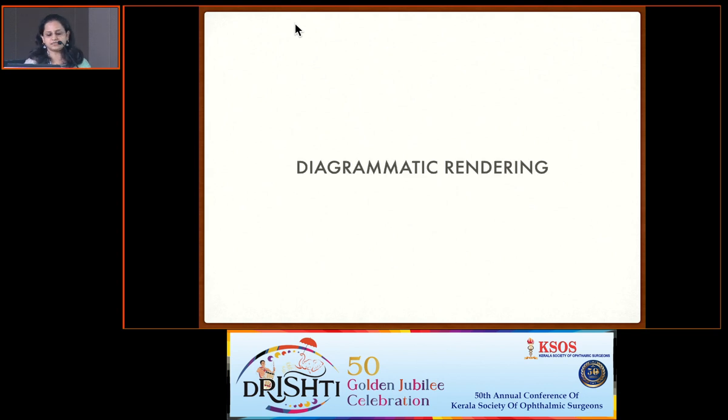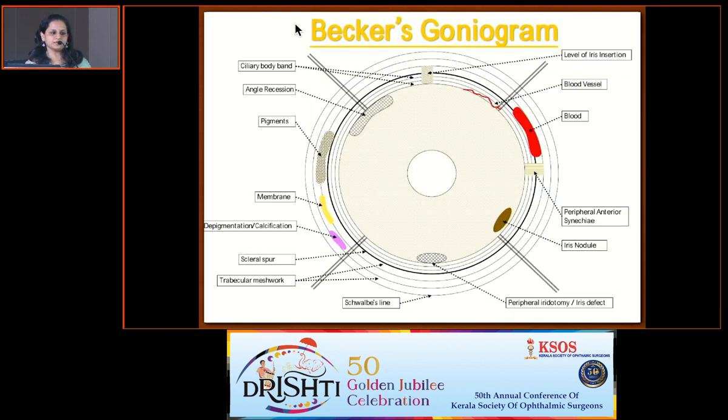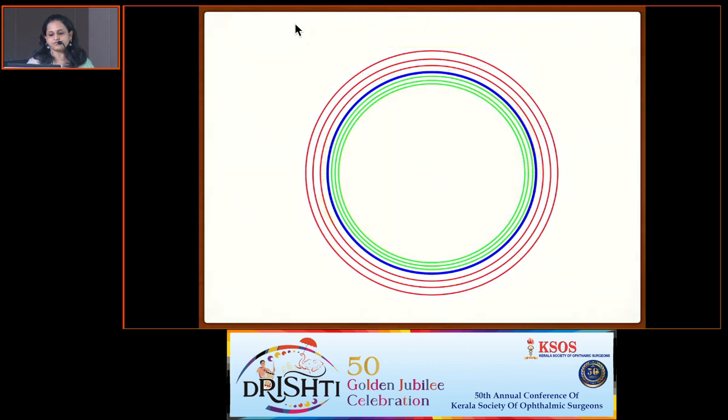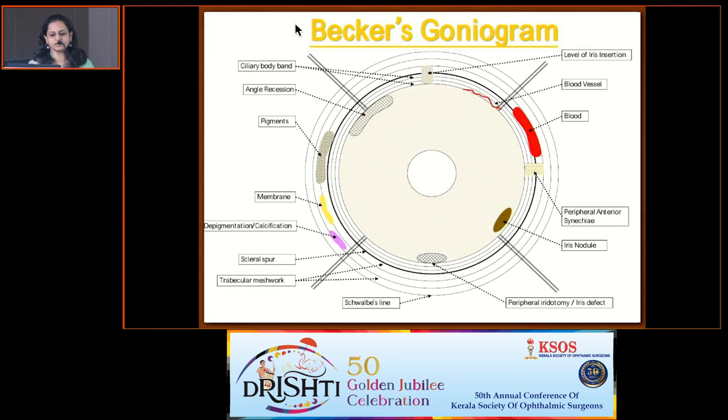Now coming to the diagrammatic rendering, you have to know about the Becker's goniogram, which Becker described in 1972. Here you see the dark line, that is the scleral spur. Three outer lines are the Schwalbe's line and the trabecular meshwork. Three inner lines are the various levels of iris insertion into the ciliary body. So if you have a case sheet, you can attach such a Becker goniogram, and whatever you see, you can mark it. It's all color coded. So you can mark the angle recession, blood, pigments, any PAS. So you have to mark it.